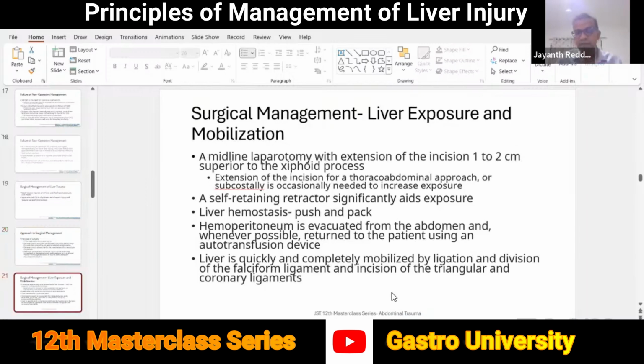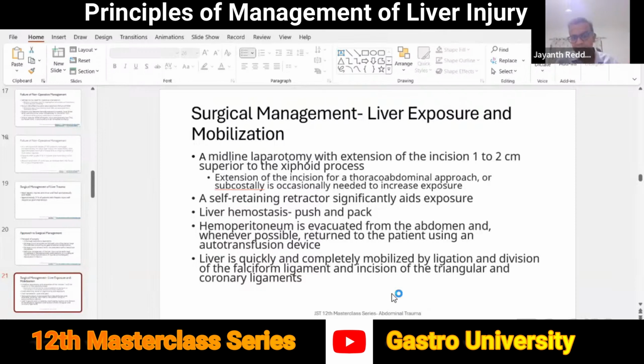Now, coming to the surgical management per se, a midline laparotomy is usually what is favored, but either a right or a left extension decision can be taken depending upon the operative findings. And sometimes the thoraco-abdominal approach extending into the eighth intercostal space might be needed, especially when there is associated hepatic vein or IVC injuries. The initial goal, after putting in a self-retaining retractor, is to achieve hemostasis. So it is important to push and pack. I'll talk about it a little bit in the next slide.